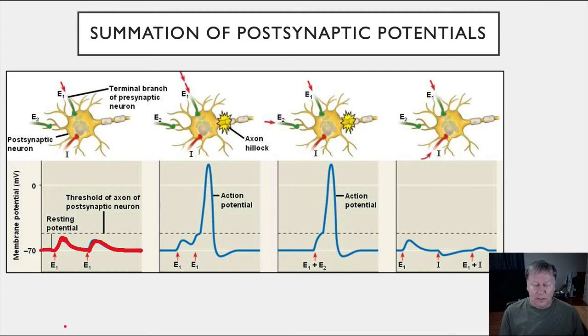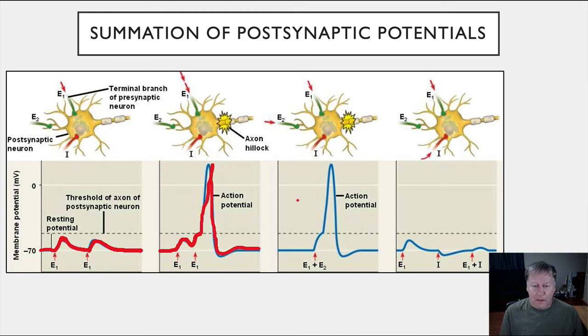Now, summation. I'm going to receive two signals in the same spot, one right after the other, but this time, my first signal has not gotten me to threshold, but the second signal happens before the first one has returned to resting potential. That one bumps up enough that we hit threshold, -50, so it causes an action potential.